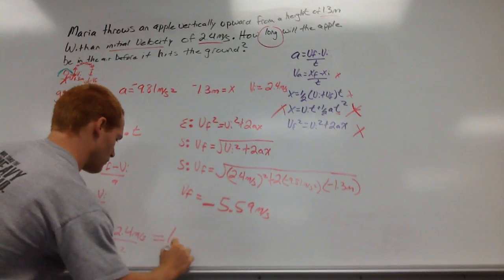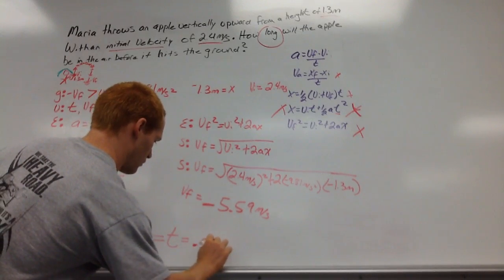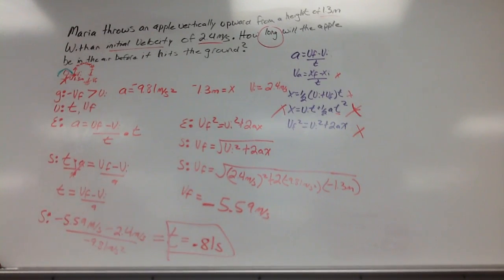So you're going to take negative 5.59 minus 2.4, all divided by negative 9.81. That should give you an answer of 0.81 seconds is your time. So that'll be the time the apple is in the air.